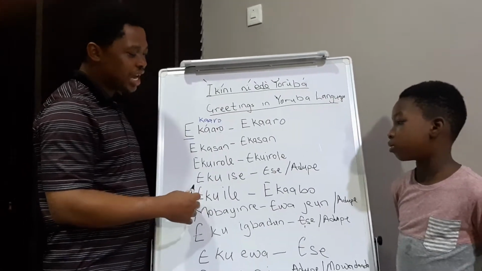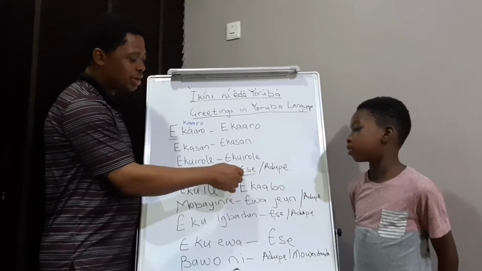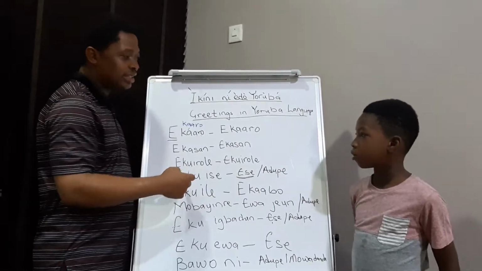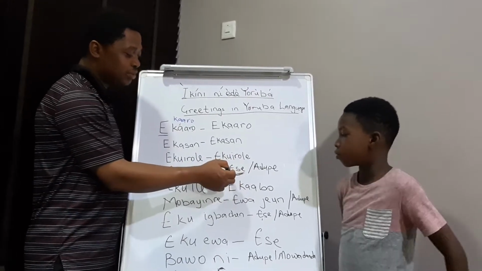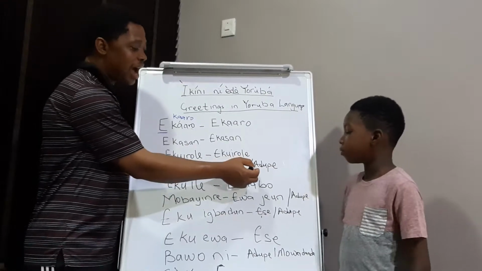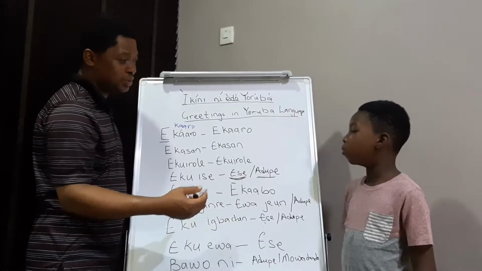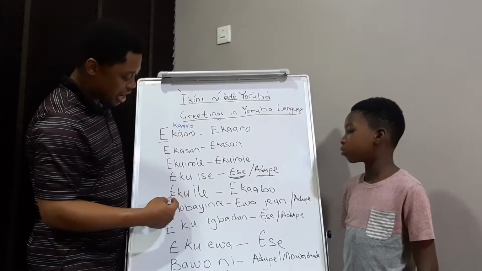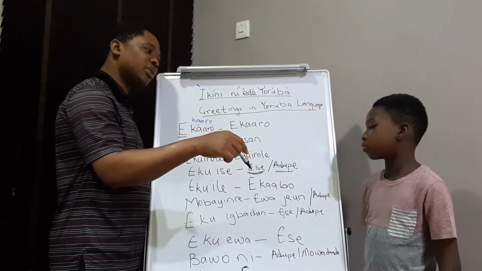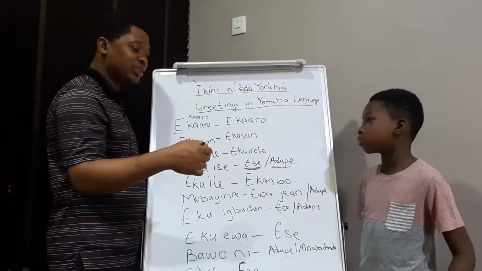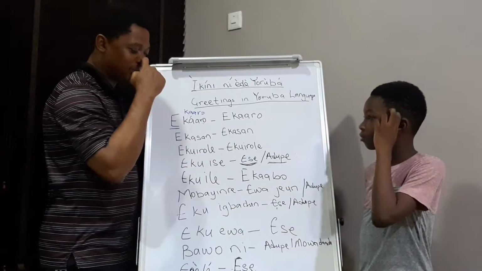Then Ẹ kú iṣẹ́. The response is Ẹ ṣé, because you are saying thank you. Ẹ kú iṣẹ́ is well done, and the response could be thank you. It could be Ẹ ṣé or A dúpẹ́. A dúpẹ́ literally means we give thanks. So Ẹ kú ilé is the greeting you give to someone that is at home when you are coming from outside. And the person welcoming you is more like welcome. We say Ẹ káàbọ̀, welcome.